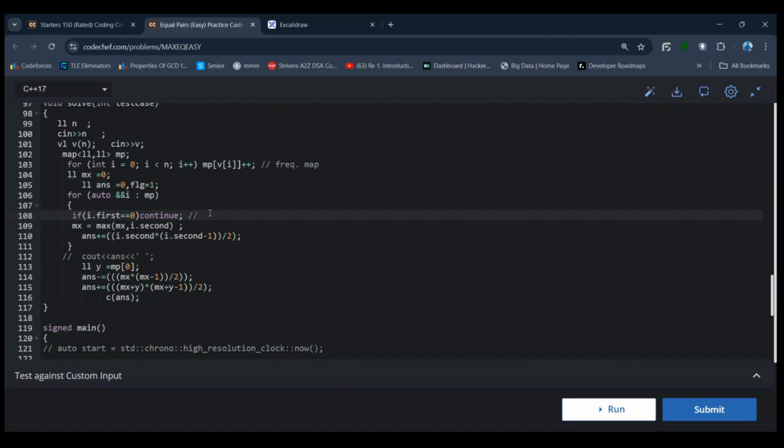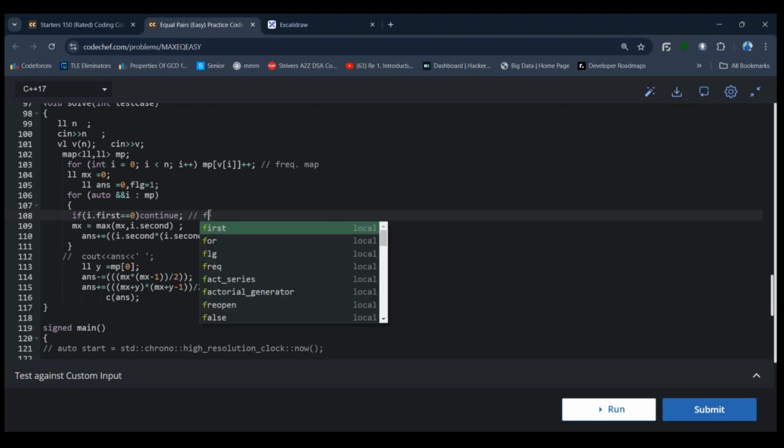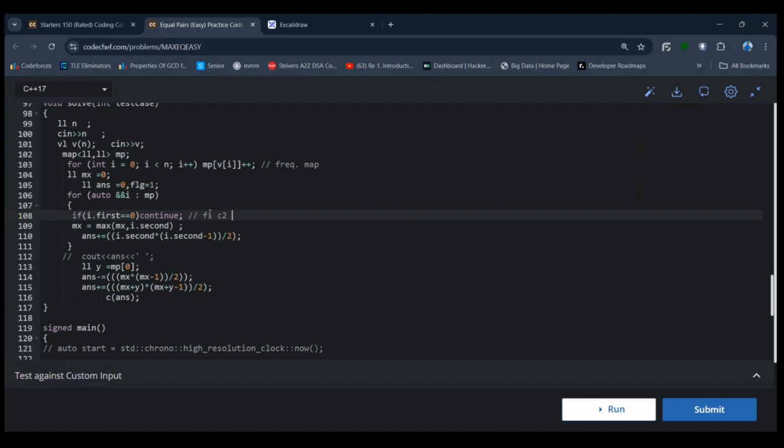Where I'm calculating fi C2, I'm not considering i to be zero. I'm not considering the frequencies of zero, because I'm converting my zeros into a positive number later on. So I'll take the count of zero later, and I'll take the maximum frequency of the rest of the elements in my max variable, so it would be the maximum of max and i dot second, which is the frequency of the current value.